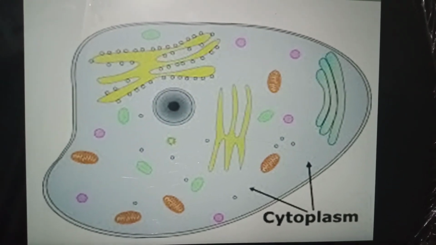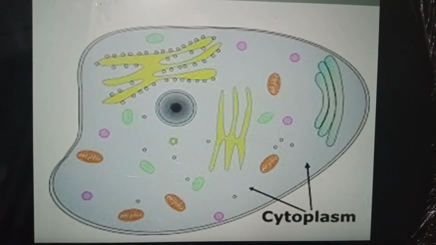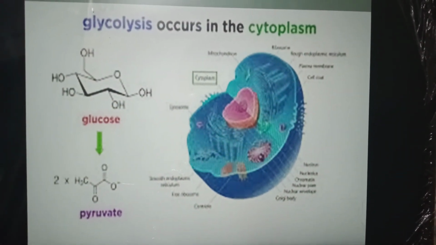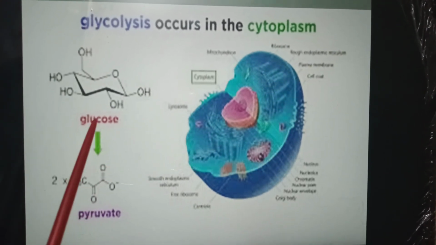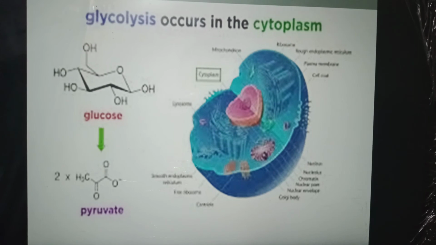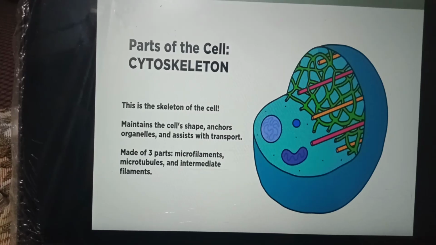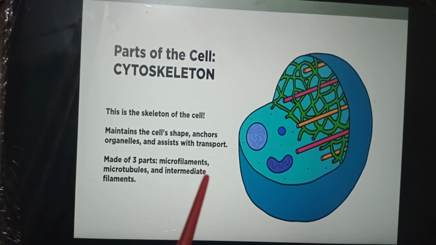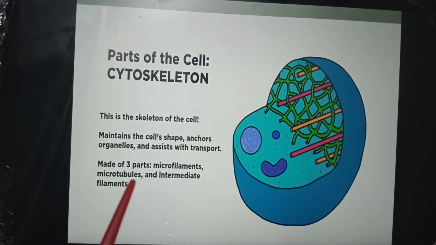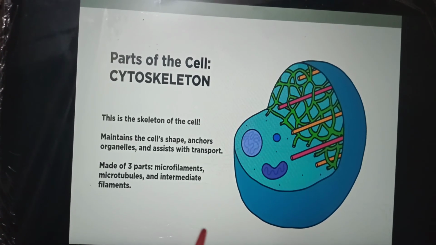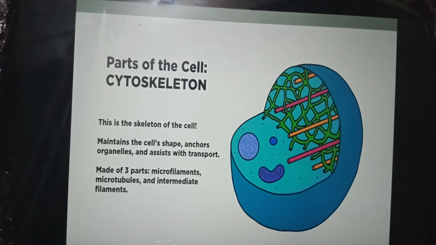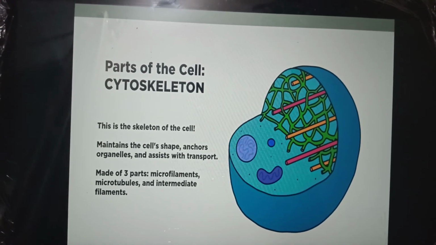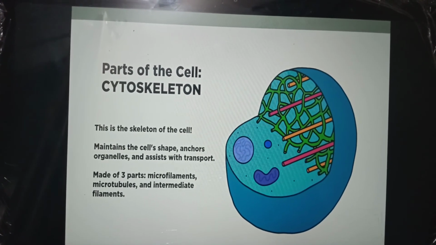It also acts as a site of various biochemical metabolic reactions, for example glycolysis, which is the breakdown of glucose during cellular respiration, and it occurs in the cytoplasm. The next one is the cytoskeleton, which is made up of microfilaments and microtubules. The microtubules are made up of tubulin protein and are used by cells to hold their shape. They are also a component of cilia and flagella.